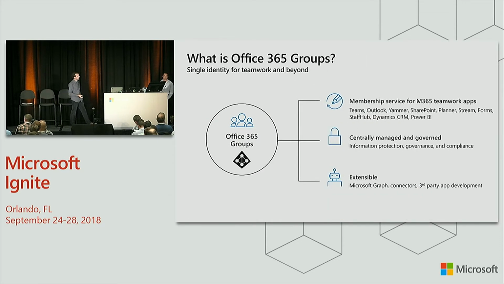So this is a slide to try to land that point. The tagline: single identity for teamwork and beyond. Let me unpack that a little bit. First of all, Office 365 Groups is that membership service for all the teamwork apps. It goes into all the historical apps we've had, whether it was SharePoint or Exchange, Outlook, or some of the newer apps, like I mentioned, Stream or Planner or Yammer or Forms, or Staff Hub, if you're in the hospitality business and you need to do shift scheduling.